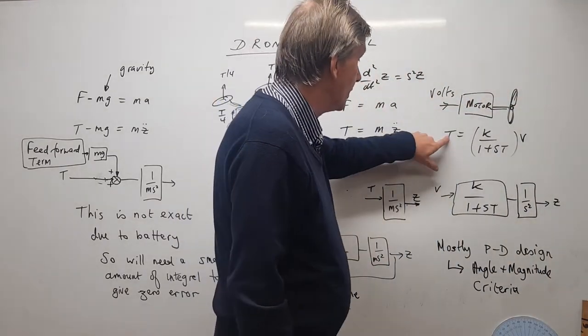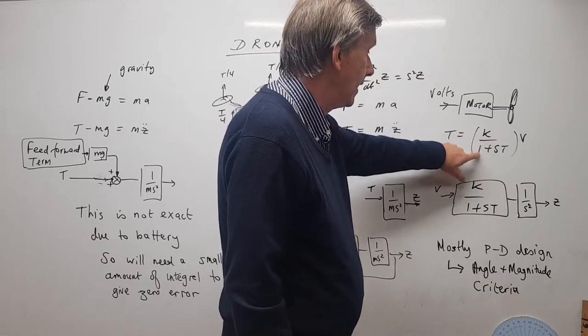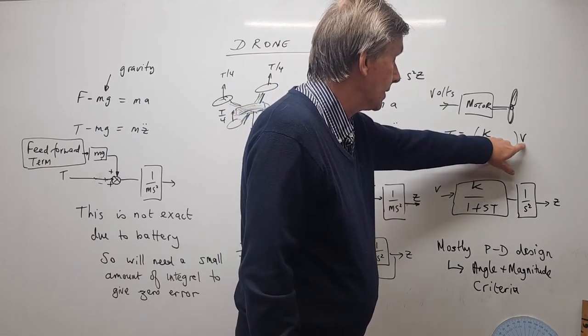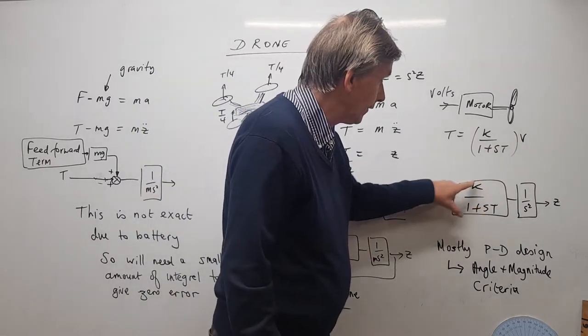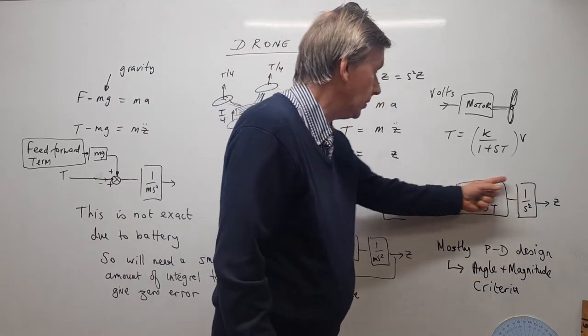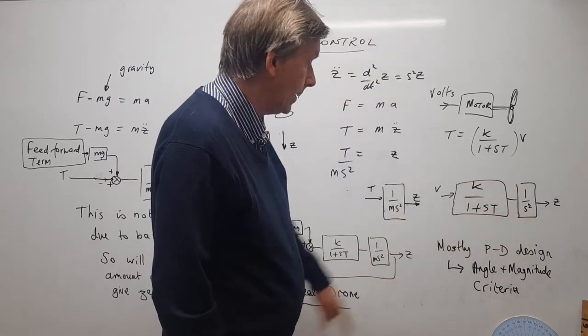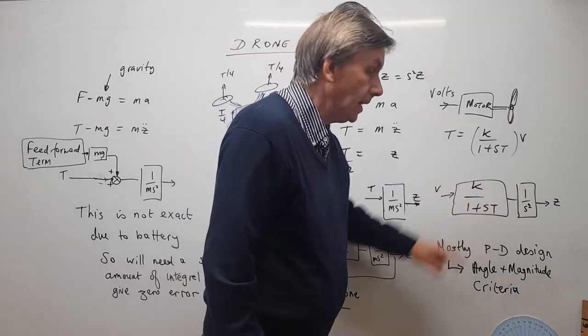So the thrust can be modelled by a first order lag, K over 1 plus sT, times some voltage that you apply to the motor. So we could add that in as a little front end to our transfer function. And this gives us then the overall transfer function that we're playing with, and we've got to choose K and T.